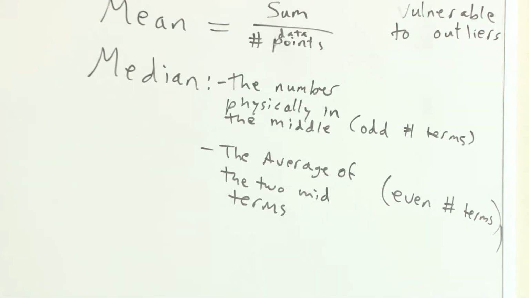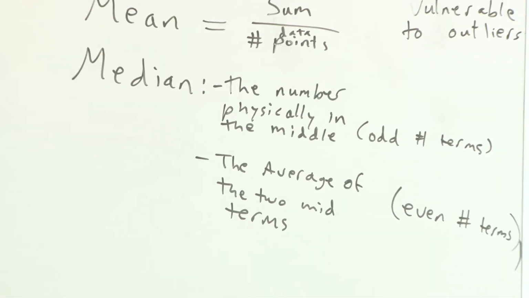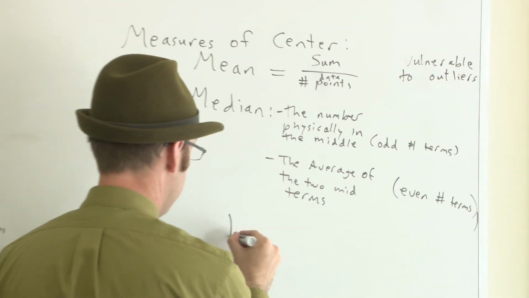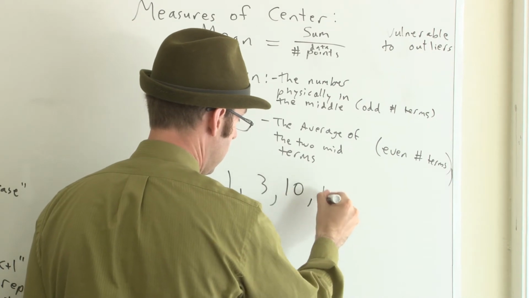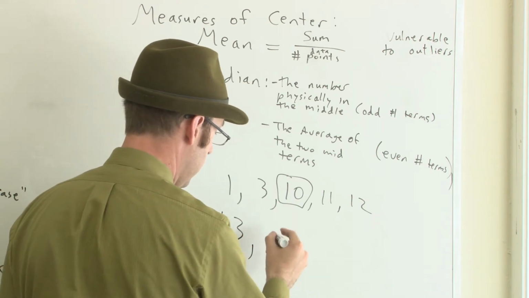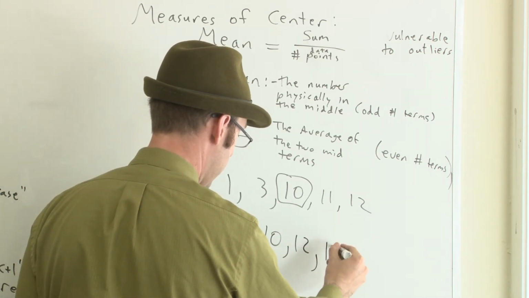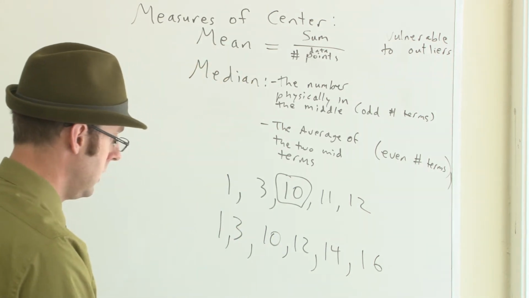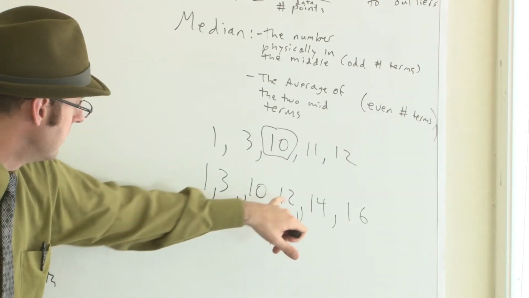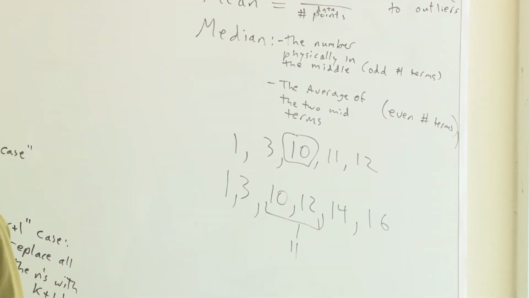So median is, remember, you take the numbers, you write them in order, and if you have an odd number of terms, the median is the term which is directly in the middle. If you have an even number of terms, the median is the number which is the average of the 2 center numbers. So for instance, if I have 1, 3, 10, 11, 12, median is just the number in the middle, whereas if I have 1, 3, 10, 12, 14, 16, and even, then I take the average of the 2 middle guys, and that's my median.